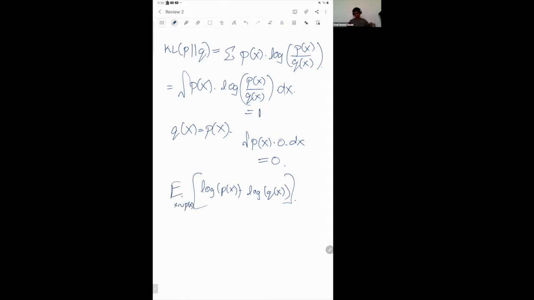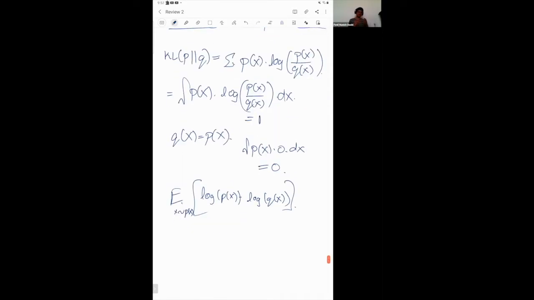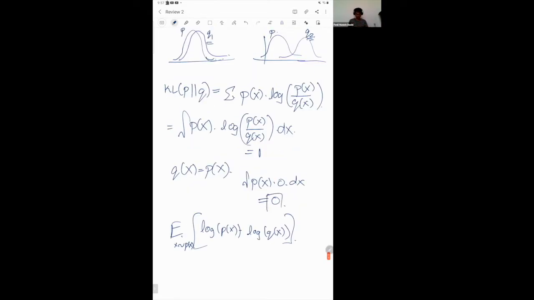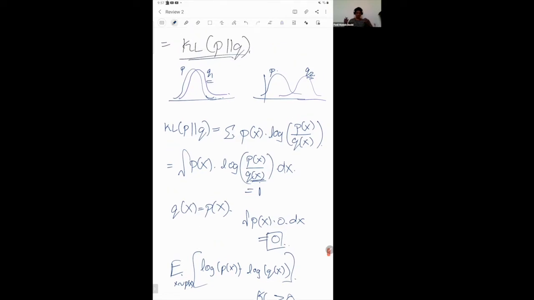So p of x is your true distribution from where x is coming from, and q of x is the distribution that you are trying to approximate. So if you are minimizing the KL divergence, what you are doing is driving q of x closer to p of x, because the KL divergence is minimum when q of x is p of x. And you can also prove this using Jensen's inequality, that KL divergence is always greater than or equal to 0. So if you are trying to bring KL divergence to 0, the only solution for q is p of x. So you are driving your distribution closer to p of x.